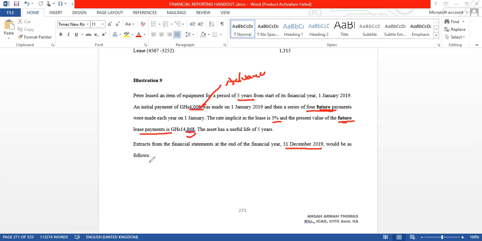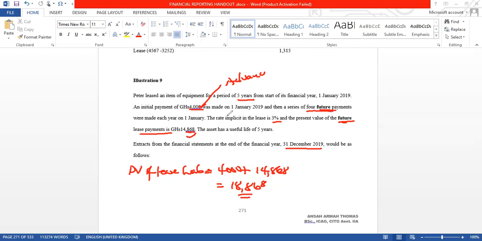So if you are going to go through and find out the figures that will be in the SOFP, what we should understand is that the PV of the lease liability is going to be our 4,000 plus our 14,860. It should give us 18,868. All right, so this forms part of our initial measurement.